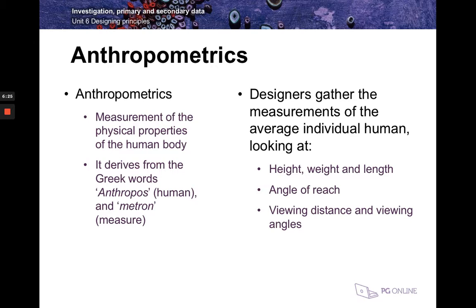Now, what goes hand in hand with ergonomics is anthropometrics. This is a set of human measurements. Someone out there, or a group of people, have measured hundreds and thousands of humans, and they have taken the average of the measurements of their body. They've got things like height, weight, length, and your angle of reach. So if you think about your arm and you move it, what's the angle that your arm can move? It's all about collecting a lot of data so that they can take the average from that data.